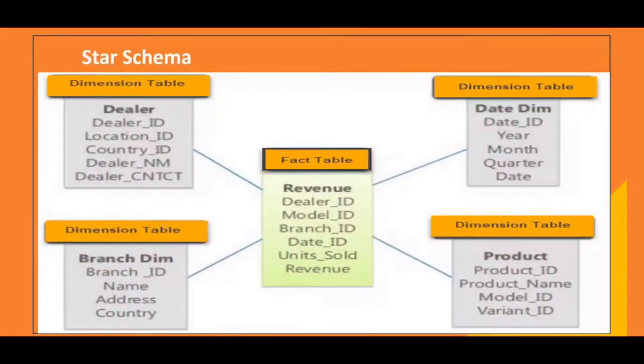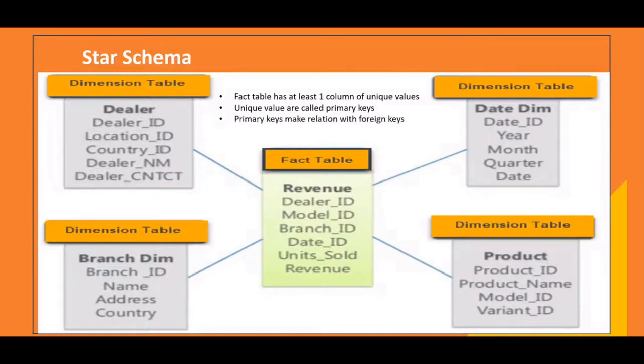So what is a star schema? A star schema is simply an arrangement of tables where we have one fact table and multiple dimension tables. So what is a fact table? A fact table has at least one column of unique values. That means it must have at least one column where the values are not repeating. Unique values are called primary keys. It's very important to understand because this concept will be used quite often when we are doing data modeling. So the unique values which are not repeating are called primary keys. Primary keys make a relationship with the foreign keys.